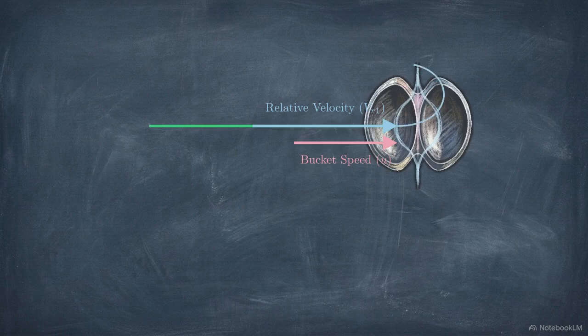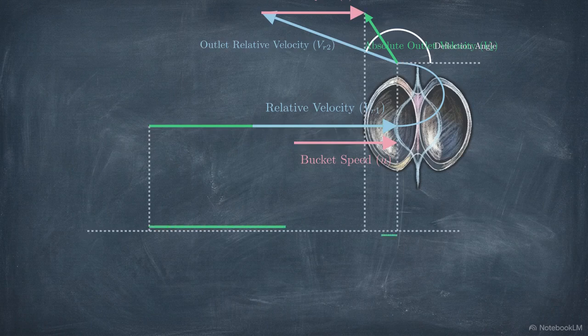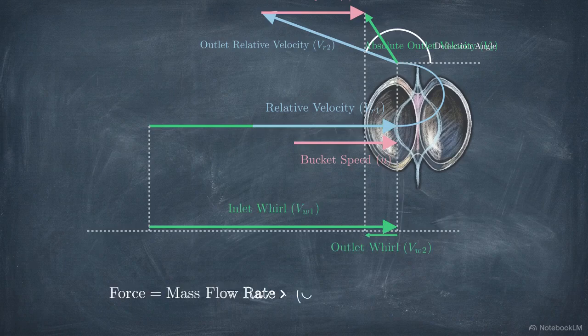As the water glides across the bucket's curve and exits, it deflects at a specific angle. Mapping this exit geometry gives us the outlet velocity triangle, containing both the new relative velocity and the final absolute velocity of the exiting water. We construct these triangles because the vectors give us the horizontal components needed to calculate the force.